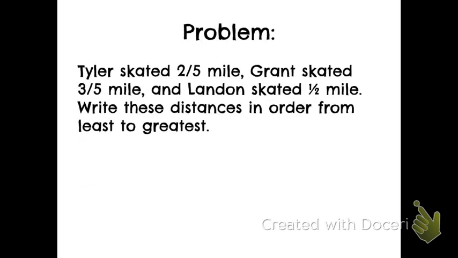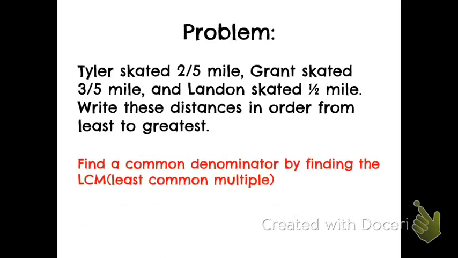First problem we're going to take a look at says, Tyler skated 2/5 of a mile, Grant skated 3/5 of a mile, and Landon skated 1/2 a mile. Write these distances in order from least to greatest. What we're going to do today is find the least common denominator by finding the least common multiple, which we did in our previous lesson on comparing fractions, but this time we're going to look at more than two fractions.